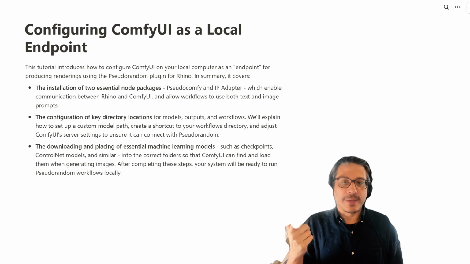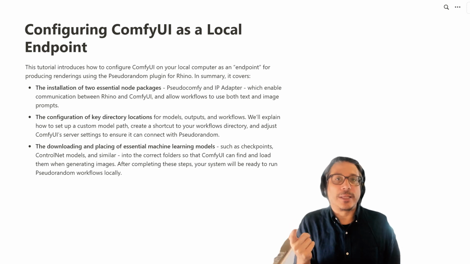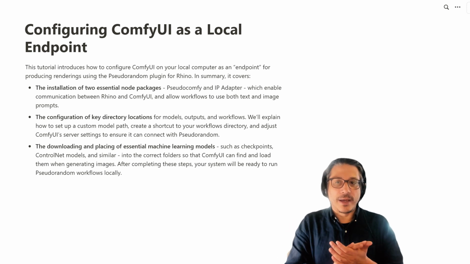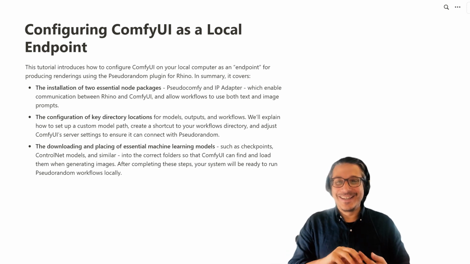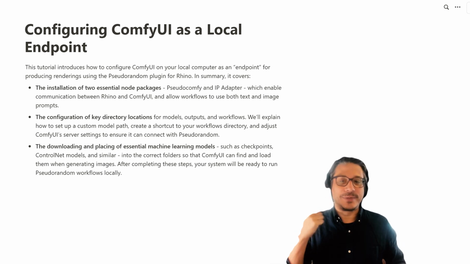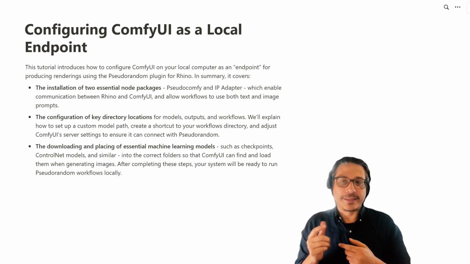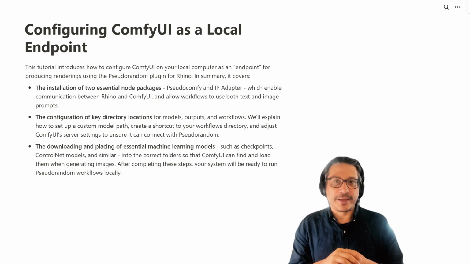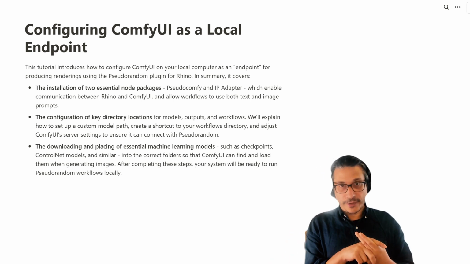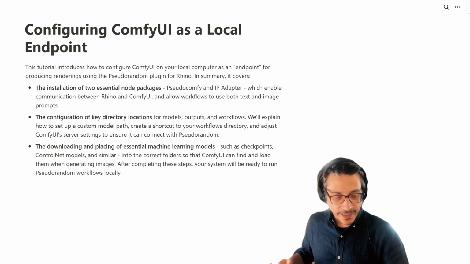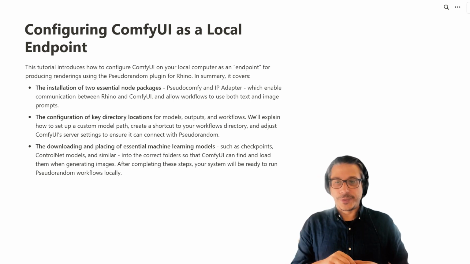I'm also going to talk about how to configure key directory locations and set things up in a way that makes things work and also makes them work well and nicely. And then finally, I'll be talking about how to download and place some essential machine learning models, such as checkpoints and control net models and this kind of thing, which are either very central to the way that pseudorandom works or are among the requirements for the built-in workflows that come with pseudorandom for Rhino.